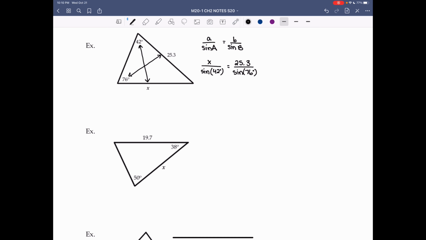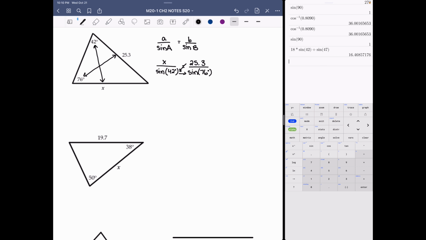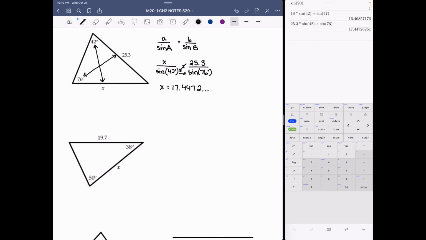Then we're going to cross multiply and divide. Multiply diagonal numbers first, and then divide by whatever you have left. So I'm doing 25.3 times sine 42, move out of my brackets, and then divided by sine 76. And that gives us 17.4472. And rounding to the nearest tenth, we get 17.4.